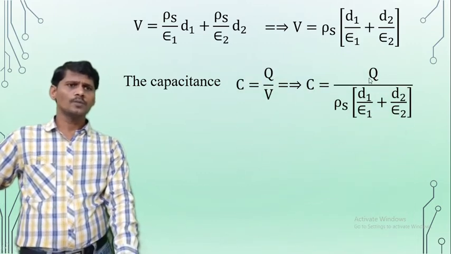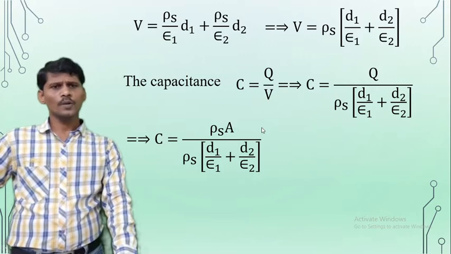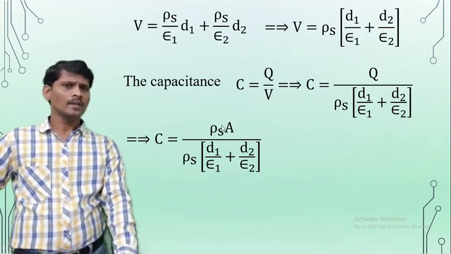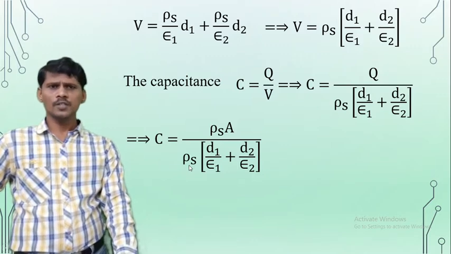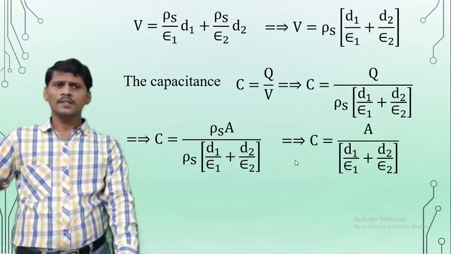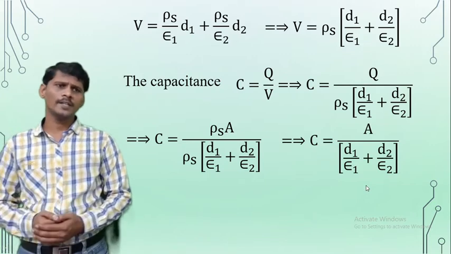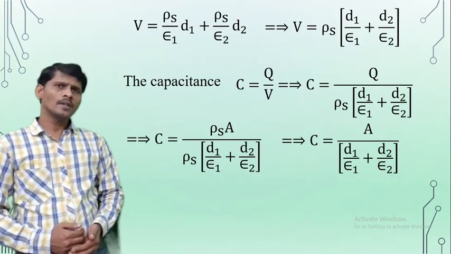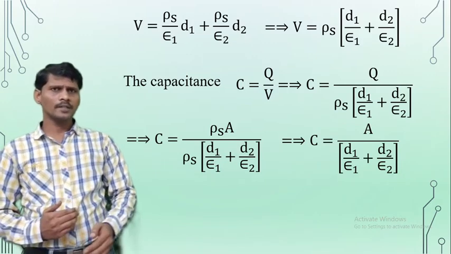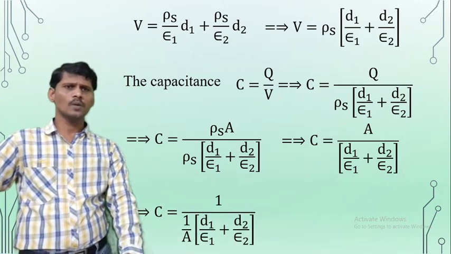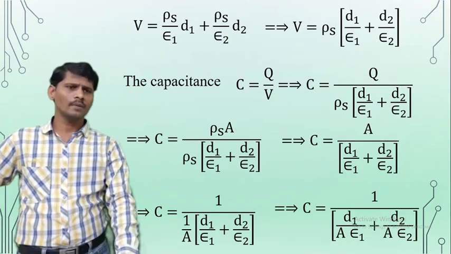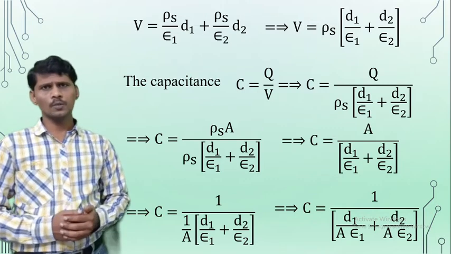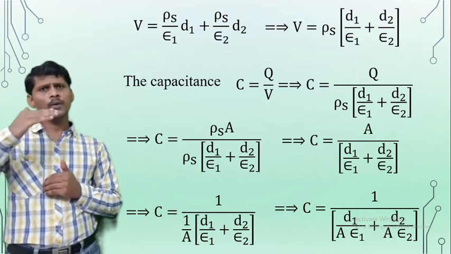Next, calculate the capacitance. The capacitance C is equal to Q by V. Charge Q is equal to rho s into A, and potential V is this one. Substitute the V value, and in the numerator and denominator the surface charge density rho s is cancelled. We get the capacitance C is equal to A divided by d1 by epsilon 1 plus d2 by epsilon 2. In the numerator A is coming to the denominator, so we get the capacitance C is equal to 1 divided by d1 by A epsilon 1 plus d2 by A epsilon 2, and the cross section area of plate 1 and plate 2 is A.